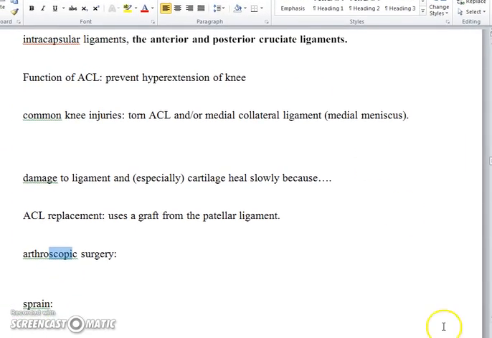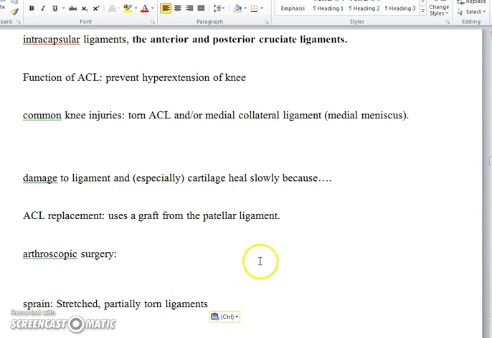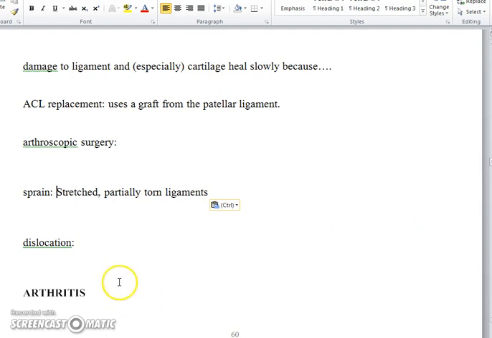Okay. Sprain. If you sprain something, oh here I'll go. I had it typed out before, so I won't waste time. Stretched or partially torn ligaments.